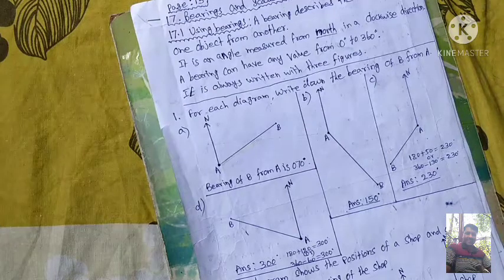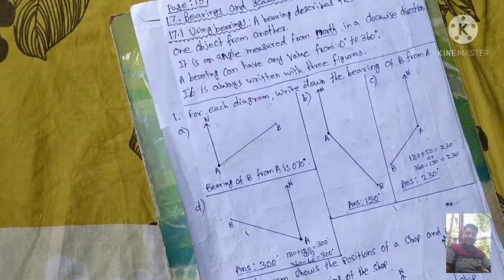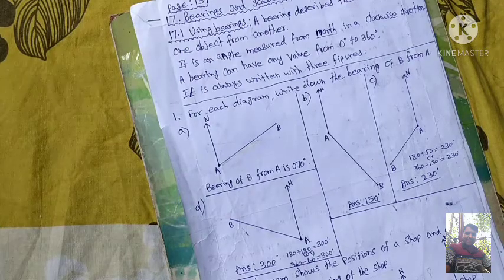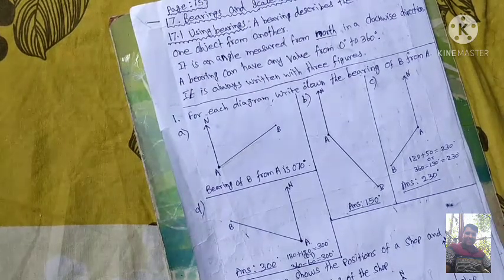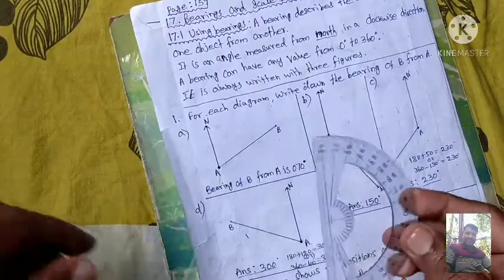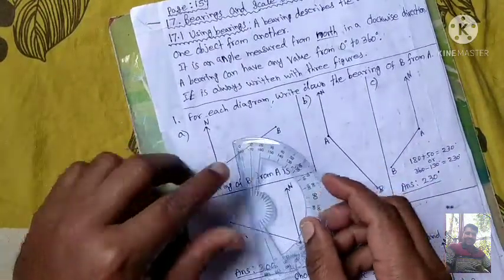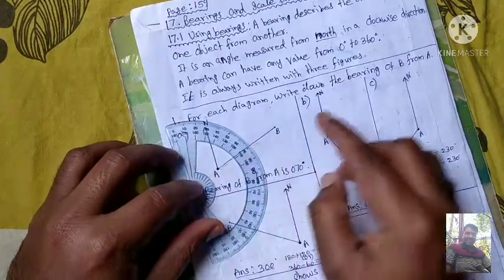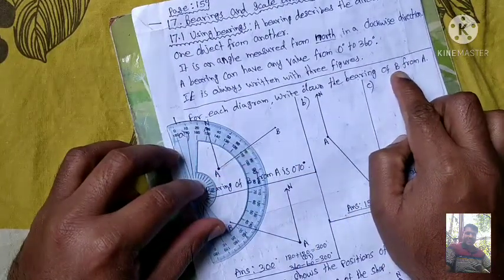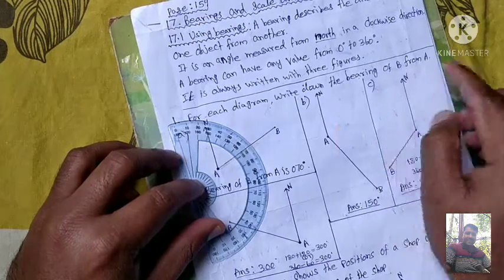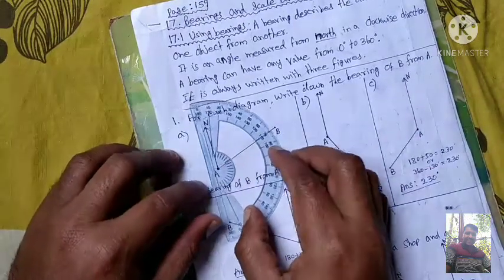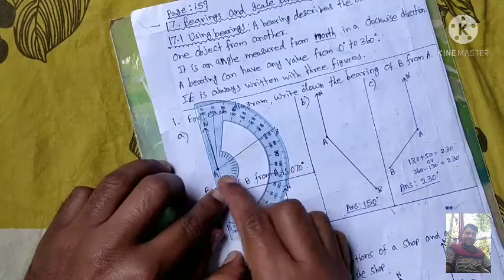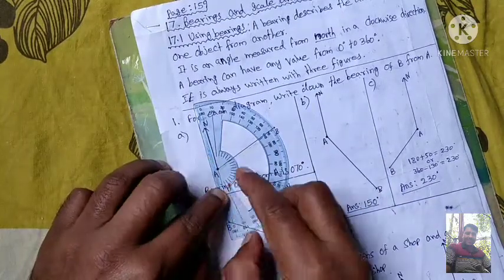Okay. So you need the protractor for this. So take your protractor. Okay, I have my protractor. So now this is the diagram given for us. So always remember, this is the starting point. A is the starting point, because we are measuring B from A. From A means this is the starting point. So the starting point should be at the center point of your protractor.